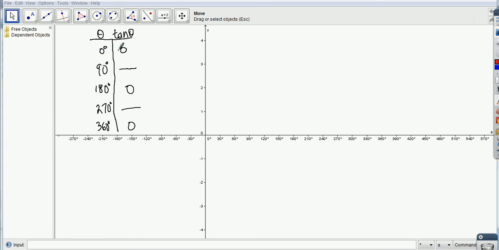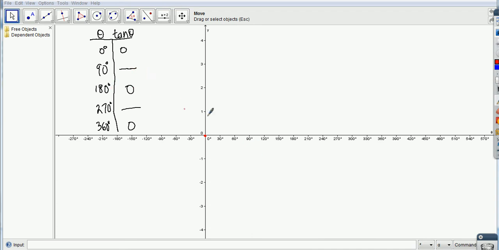Now watch this. 0 degrees, the tangent is 0. It's an ordered pair basically, isn't it? So it's just a point. Okay, let's go to the next one, 90. What do we do there? It's undefined. We'll come back to that. We don't put a point though, do we? Because it doesn't exist. Right? That's what this little dash means right there.